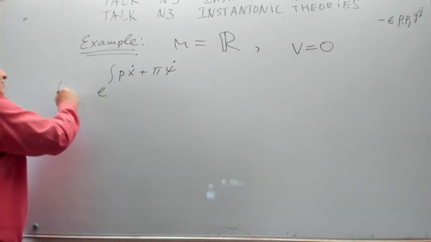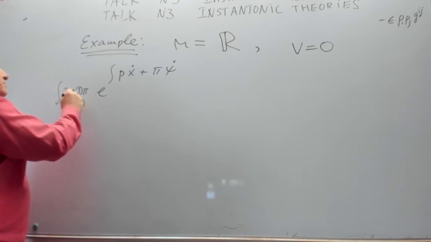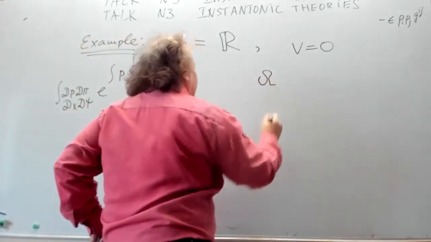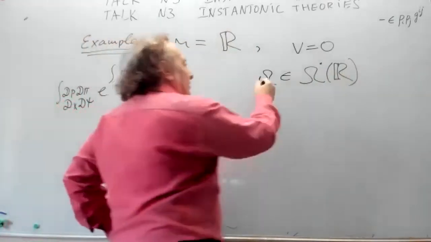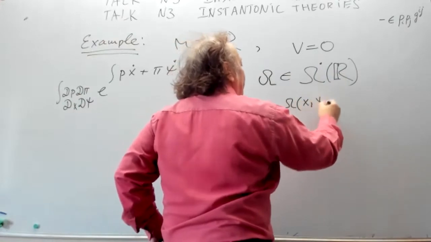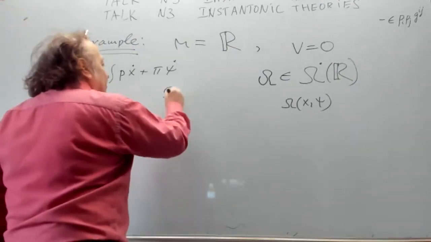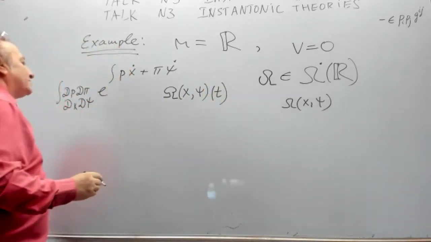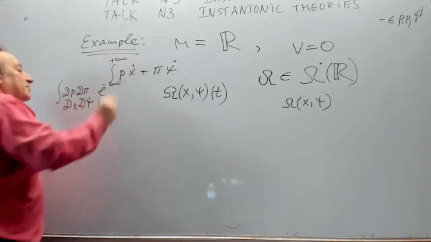You see, this integral over all fields is not defined. However, what is defined? Suppose I have a differential form omega, and I'll write this omega as omega of x and psi. Then I can consider a correlator of this, evaluated at some point t. And here I can integrate, say, from minus infinity to plus infinity. It doesn't matter.